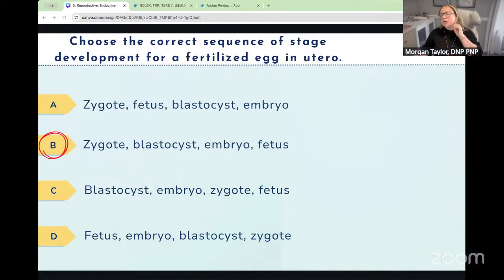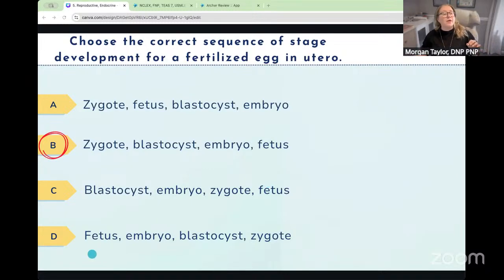Okay, let's talk a little testing strategy here, okay? How do you guys feel about your different test taking strategies? I'm willing to bet most of you knew that fetus was the last step, that was ultimately what we were going for.